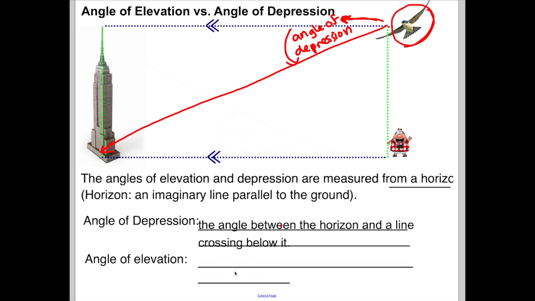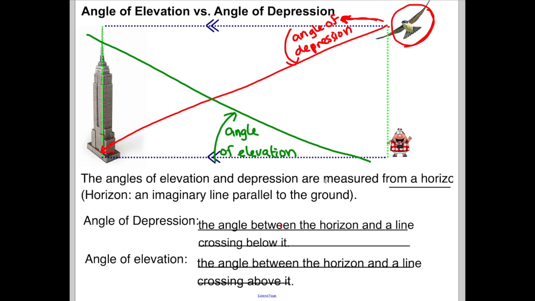Angle of elevation goes the opposite direction. Look at this man right here. So he's going this way, walking to the tower, but he's going to look up to the top of the tower, and that's going to be his angle of elevation. See? That's his eyesight. He's going from here, and he's looking up at the top of the tower.